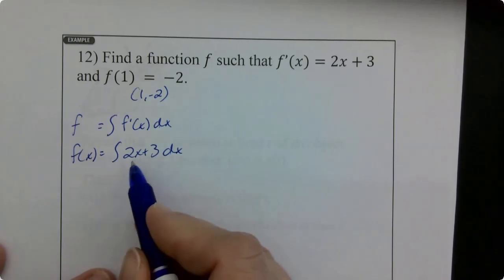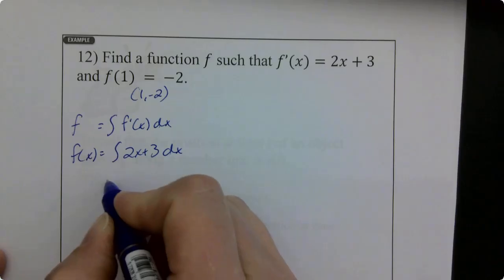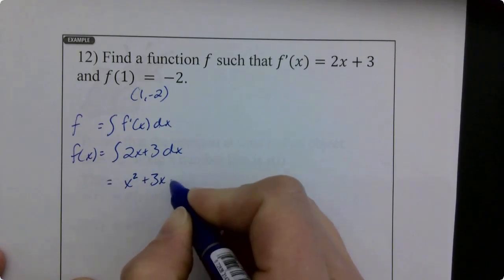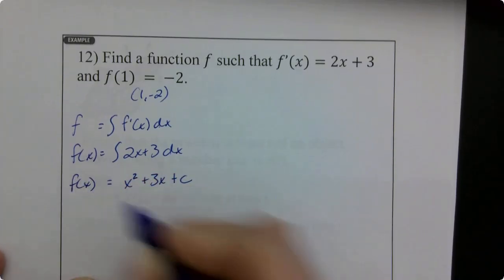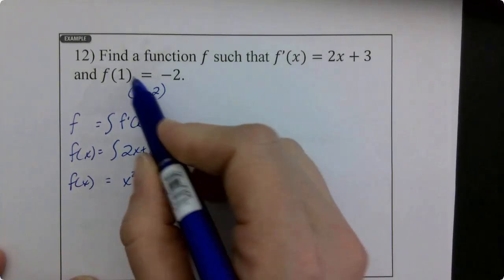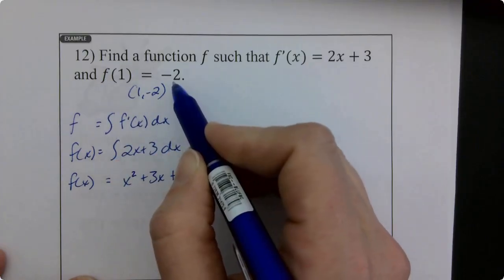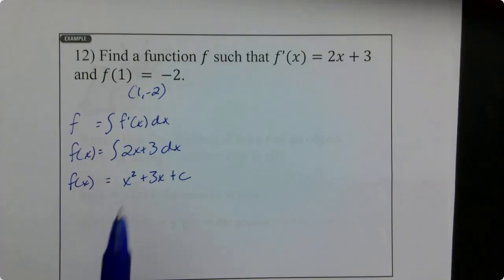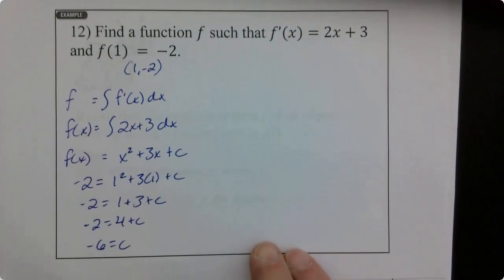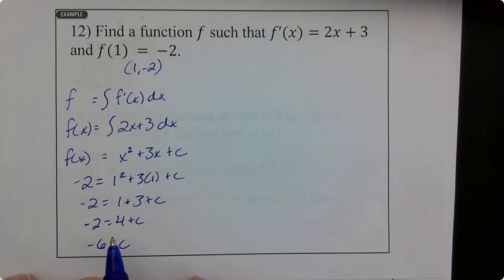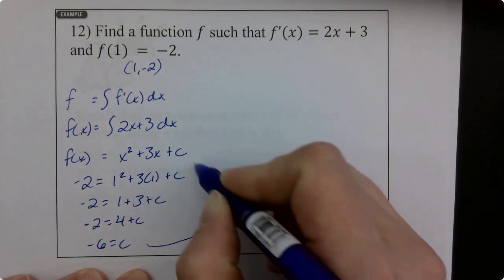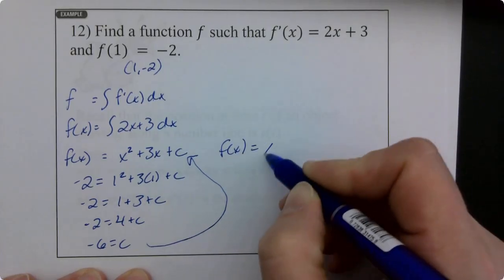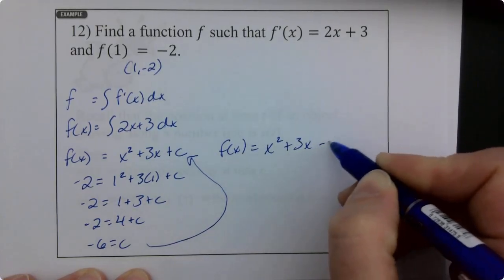So what's the antiderivative of 2x? X squared. Antiderivative of 3, 3x. We have to write this plus c over here. So now you're going to use this information, the fact that f of 1 equals negative 2, to solve for c. So I'll give you a minute. Substitute the 1 for the x, the negative 2 for the f of x, and solve for c. All right, hopefully you got that c is equal to negative 6. So now that you know what c is, you can go back and write your answer, because it says find the function f of x. So we know that f of x must be x squared plus 3x minus 6.